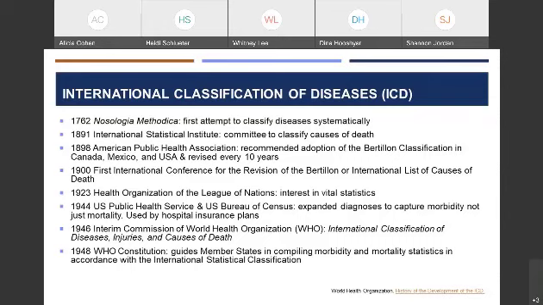In 1944, the United States Public Health Service and United States Bureau of Census expanded diagnosis to capture morbidity, not just mortality. In 1945, when diplomats met to form the United Nations, one of the things they discussed was setting up a global health organization called the World Health Organization. The World Health Organization Constitution guides member states in compiling morbidity and mortality statistics in accordance with what we know now as the ICD.